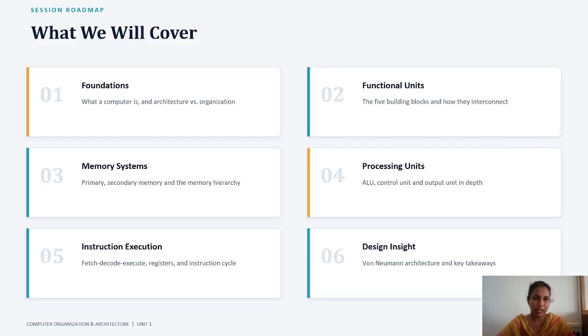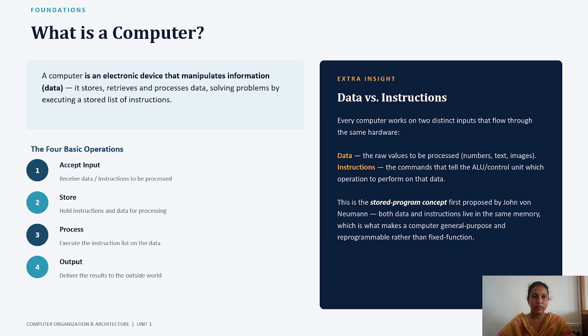Here we'll cover foundation, functional units, memory systems, processing units, instruction execution, and design insight. First, we'll see what is a computer. A computer is an electronic device that manipulates information, data. It stores, retrieves, and processes data, solving problems by executing a stored list of instructions. And these are the four basic operations.